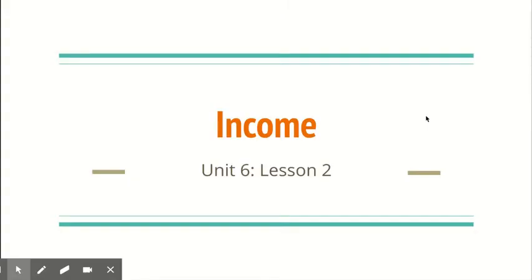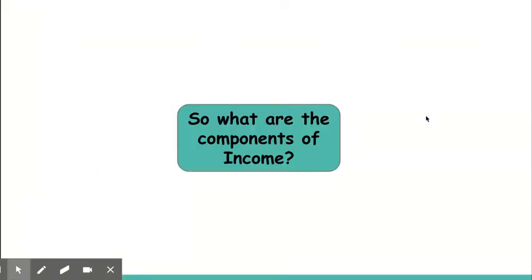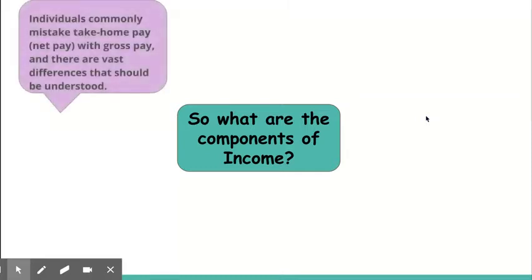Hi folks, welcome back. So today's lesson is going to be on income. This is Unit 6, Lesson 2. So what are the components of income? Individually, a common mistake is take-home pay, so the pay that you get into your bank account, versus gross pay. And there are vast differences that should be understood.